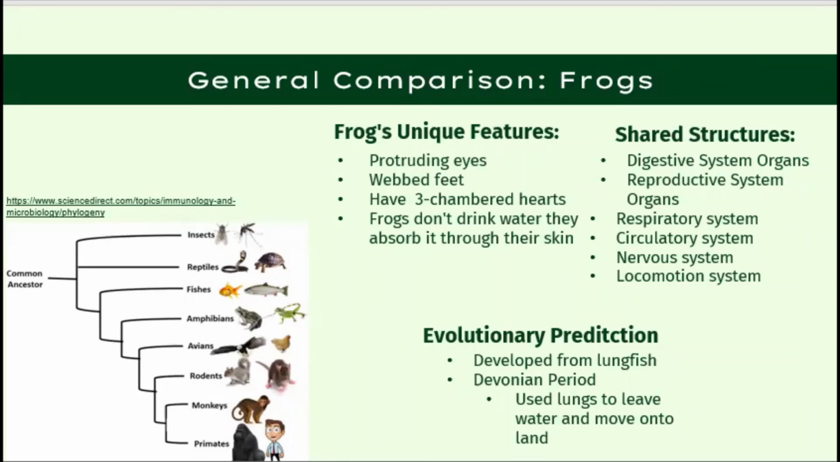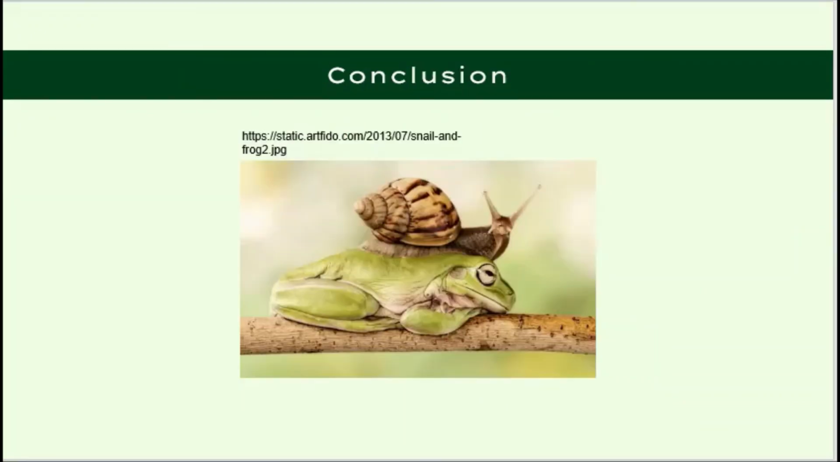In terms of the evolutionary prediction of frogs, it states that frogs developed from lungfish during the Devonian period, and in this time, they used their lungs to leave the water and move on to land. The snails and frogs shared common features, but some of the differences are that the snail circulation is open while frog circulation is closed, and unlike frogs, the snails have no brain.